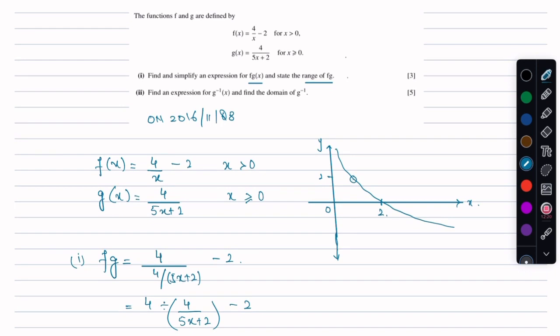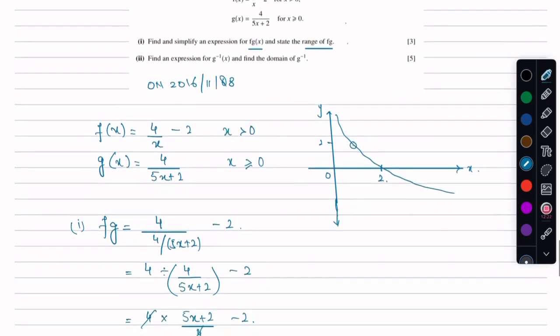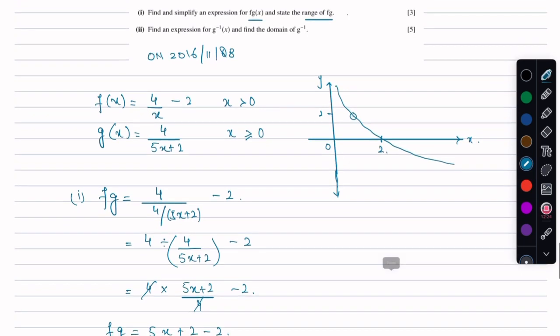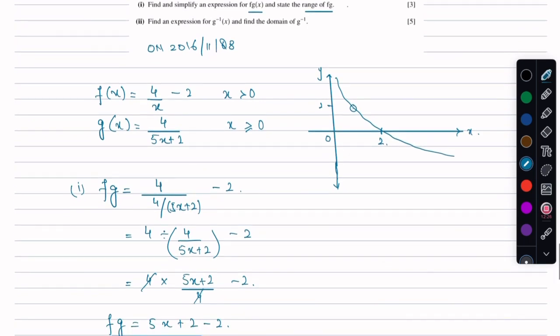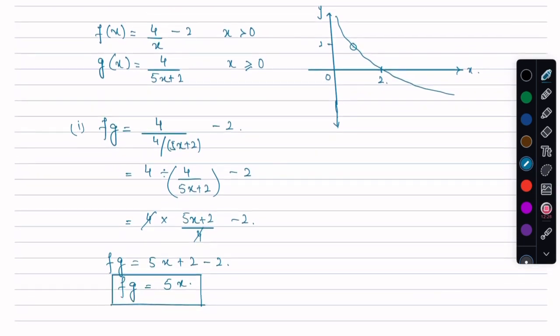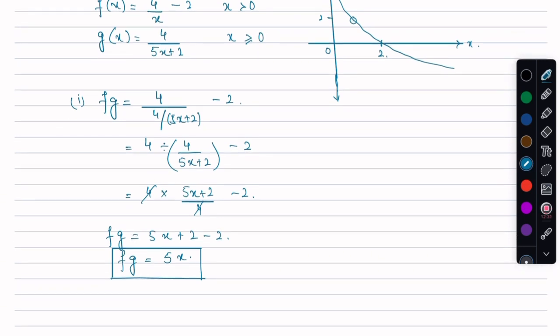So to get the range of fg, we know that to form the composite function, the range of g must lie within the domain of f. I know that the range of g should be within the domain of the function f here.